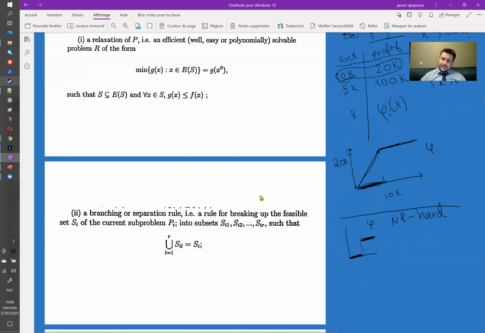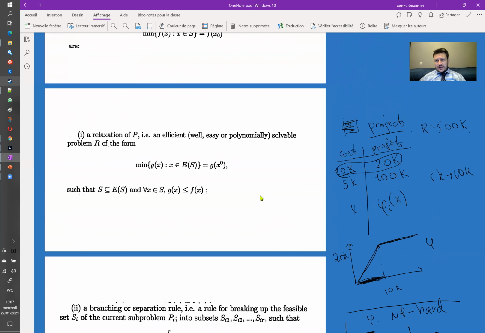There is no way to solve it in polynomial time. But if we have infinitely divisible projects, then it's very easy. It's not even polynomial, it's linear time. Why is it so? Well, it's very easy to see, and many students can see this.